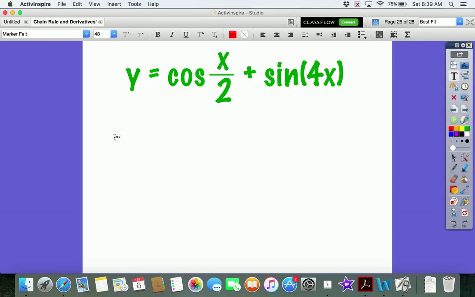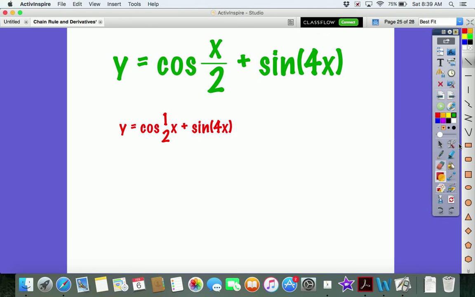Here's the next one. You have y equals cosine of x over 2 plus sine of 4x. And so you do it like we did before. Now, one thing you need to realize is that this can also be written as cosine of 1/2 x, plus sine of 4x. Not only are you going to be taking the derivative of each individual piece, but you're also going to have to do chain rule here.